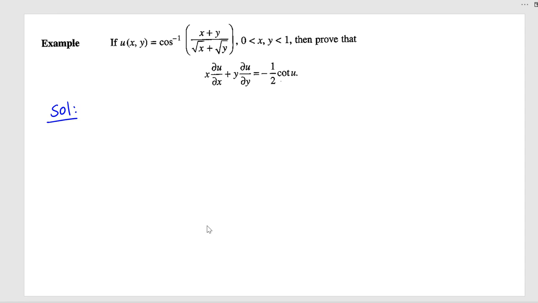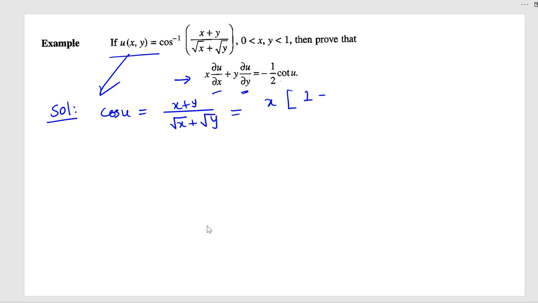So how do we apply this rule in our case? If one function is given of this form, we try to satisfy the relation. For this type of equation with partial derivatives, u is given of this form. If you try to find cosine of u, it will be x plus y by root x plus root y. From there you take x common, and you get 1 plus y by x. And from here you take root x common, then you get 1 plus root of y by x.